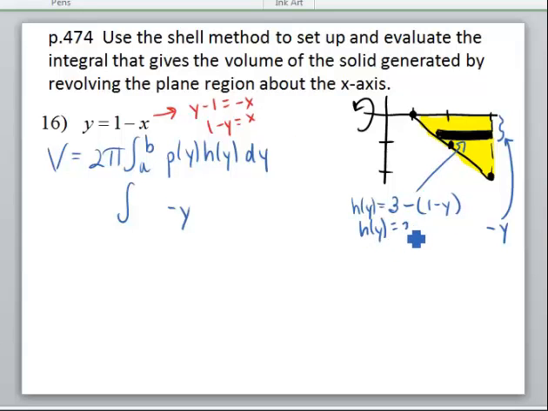So we've got 3 minus 1, which is 2. Let's go ahead and just make that a 2. And then distribute your negative, which gives you a plus y. So we end up with negative y times 2 plus y, dy. And then what we're doing is we're talking about dy, so the change in y, so we're going from negative 2 to 0.